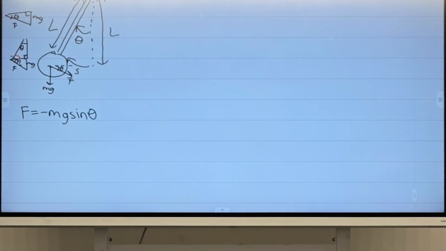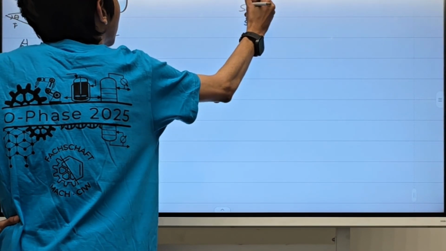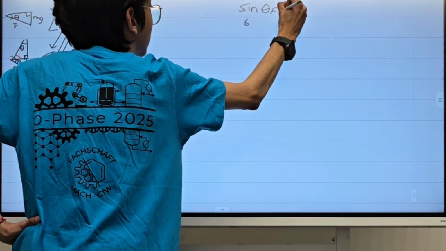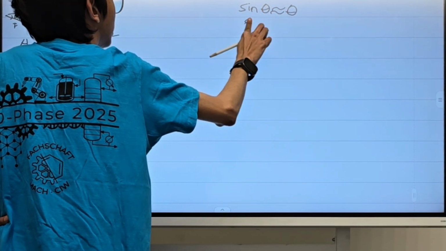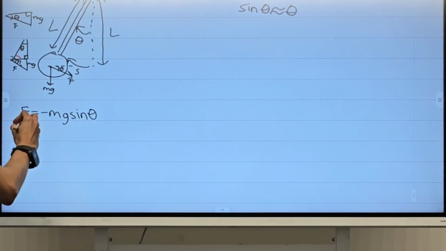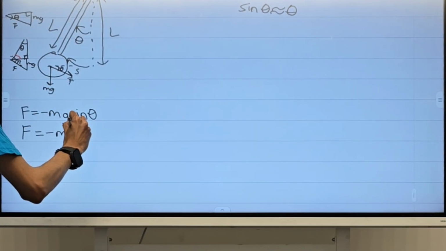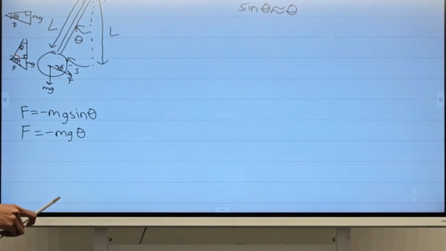And then sine theta. How do we even calculate sine theta? Well, that is something hard to do. So we're engineers after all. Because we're engineers, we're going to approximate sine theta as approximately equal to theta. Because why not? So we can replace this as F is equal to negative mg theta. There we have it. Perfect.